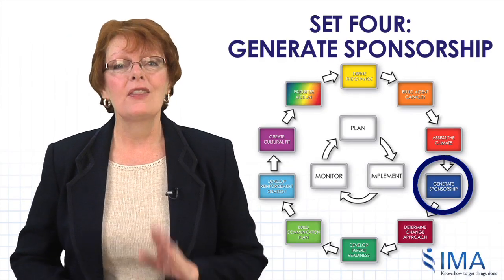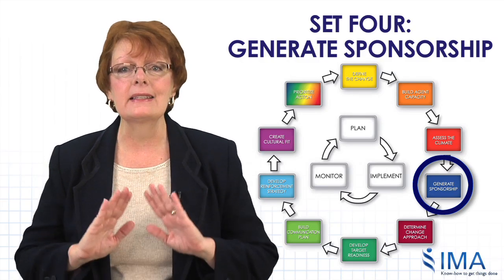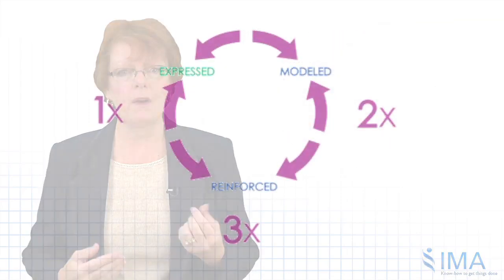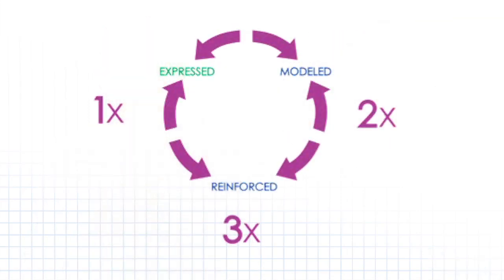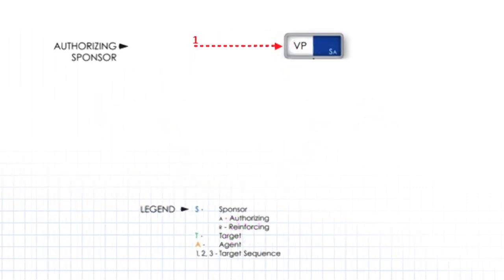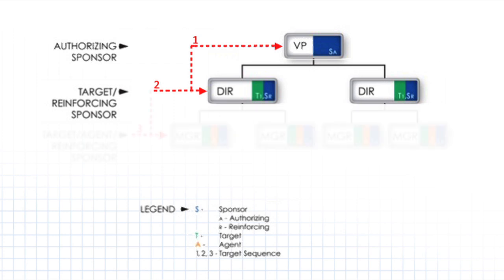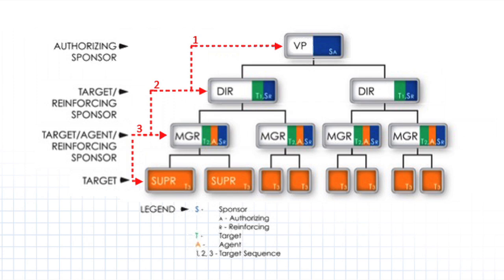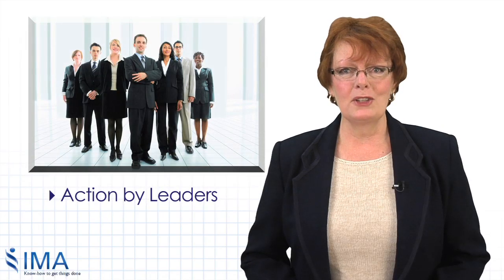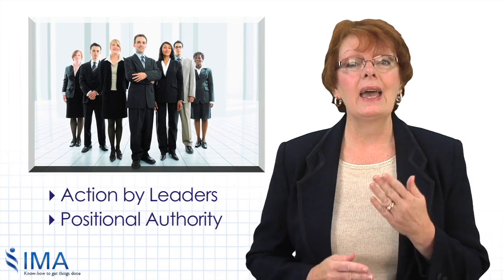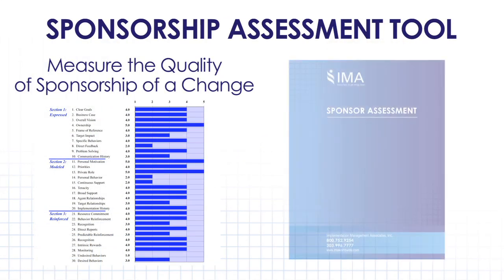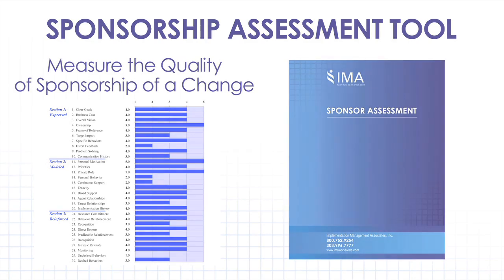Generate sponsorship. The single most important activity in getting sustained adoption of the changes is building the cascade of sponsors who are expressing, modeling, and reinforcing the change with their direct reports on a daily basis. As change agents, our primary focus is to build this cascade of executives and managers at each level of the organization that reinforce the change. Good sponsorship requires both action by leaders and positional authority. And we can actually measure the quality of our sponsorship on a change by using the Sponsorship Assessment Tool.